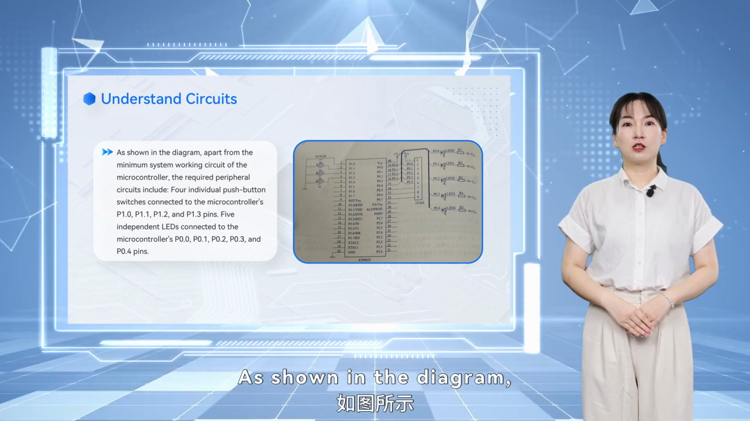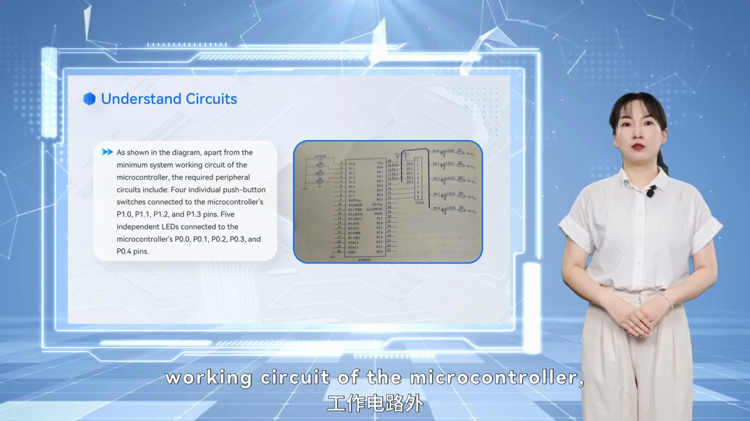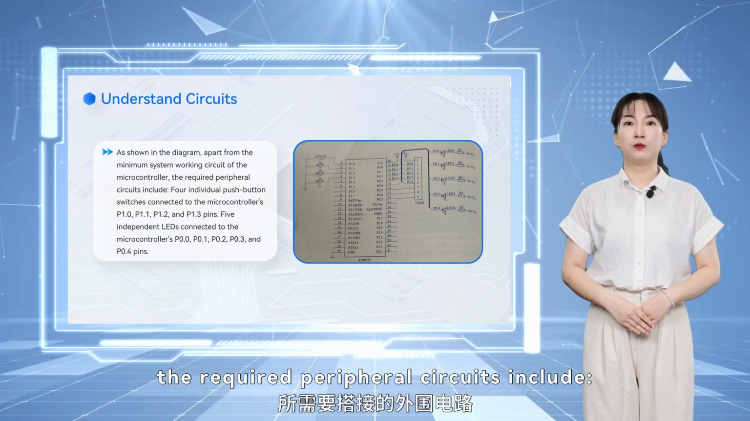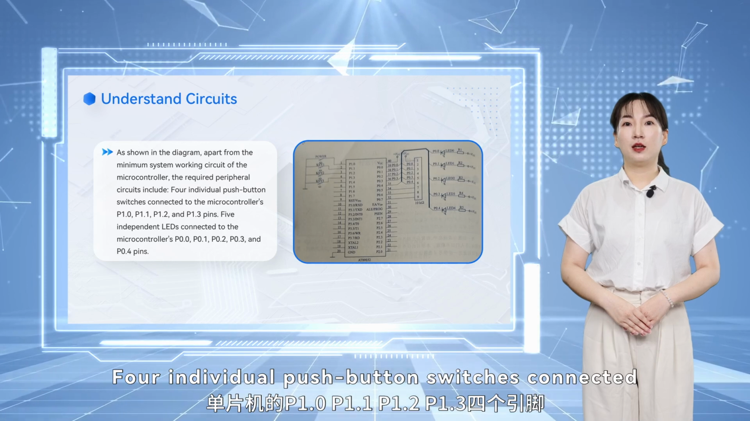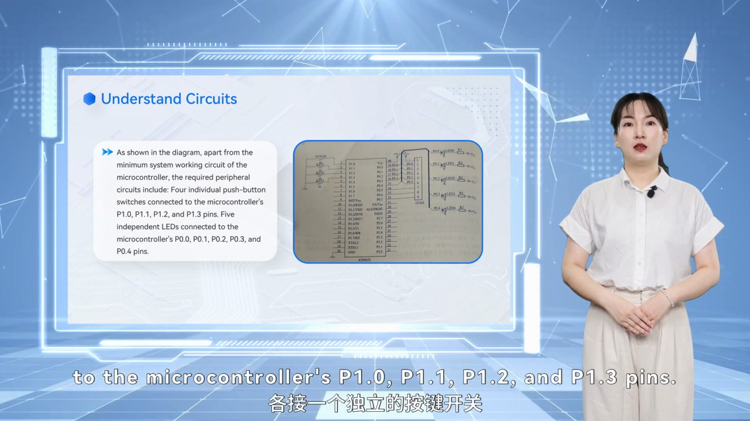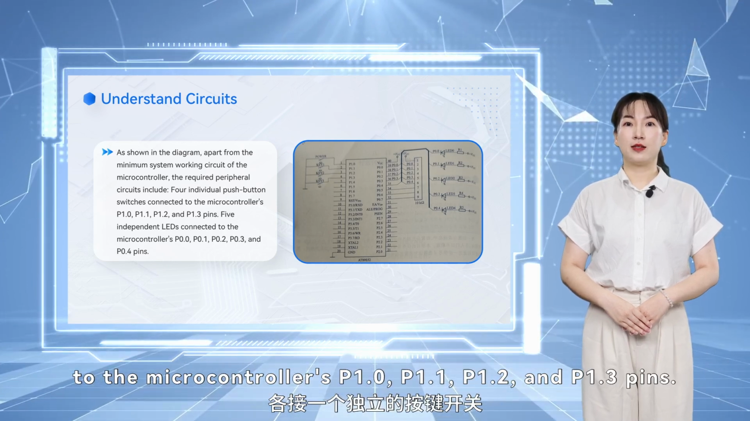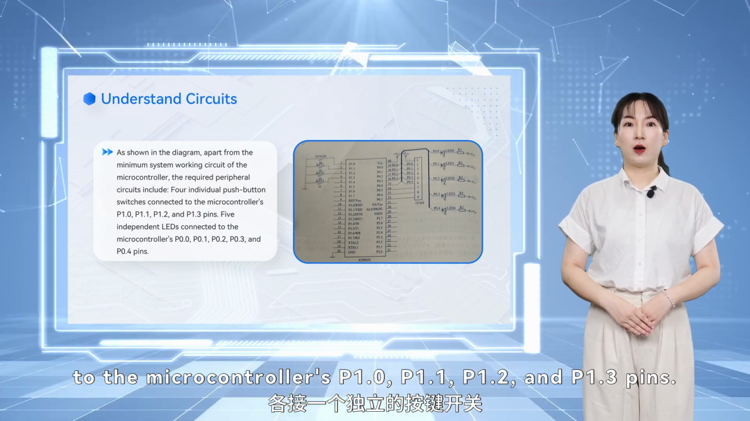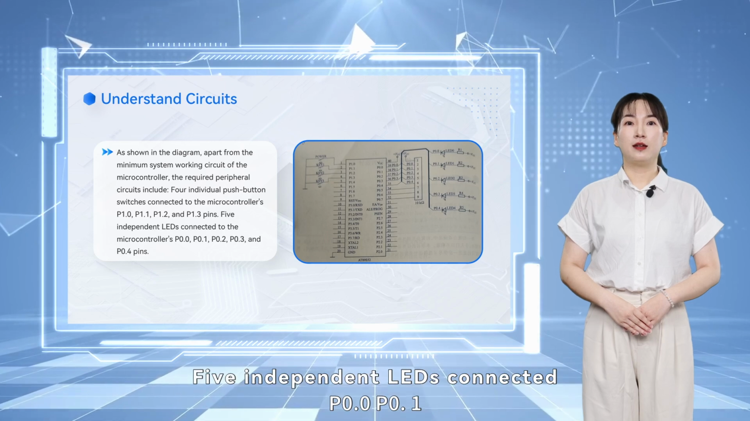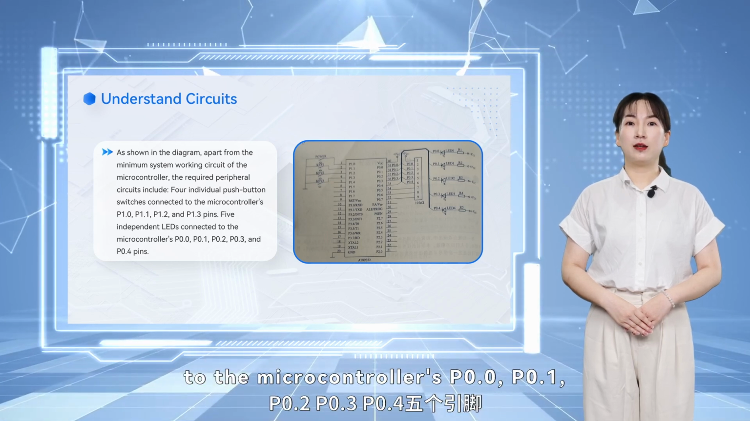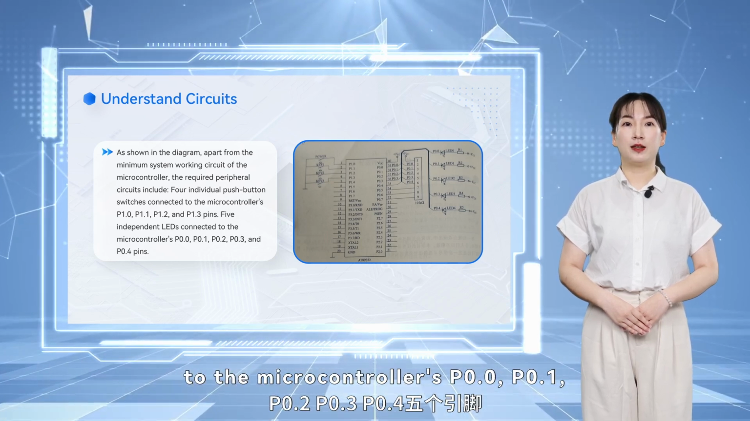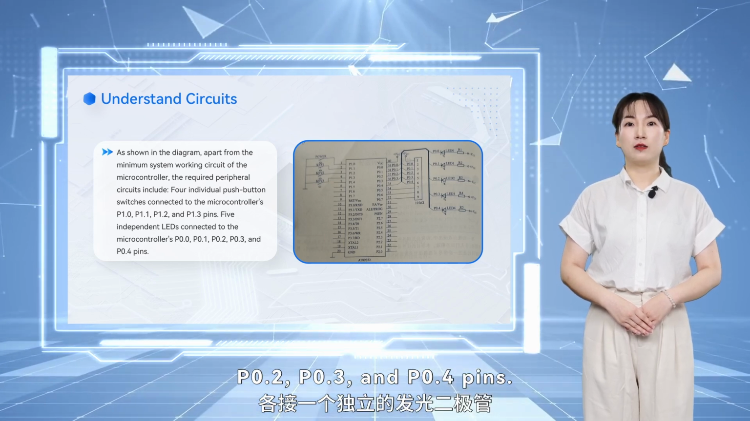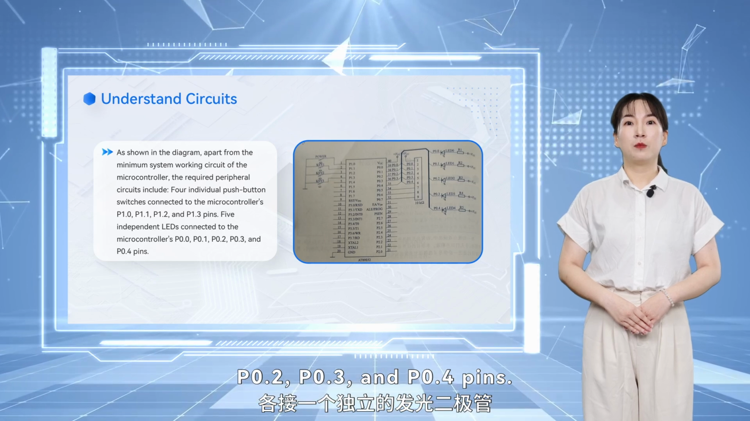As shown in the diagram, apart from the minimum system working circuit of the microcontroller, the required peripheral circuits include: four individual push-button switches connected to the microcontroller's P1.0, P1.1, P1.2, and P1.3 pins, and 5 independent LEDs connected to the microcontroller's P0.0, P0.1, P0.2, P0.3, and P0.4 pins.